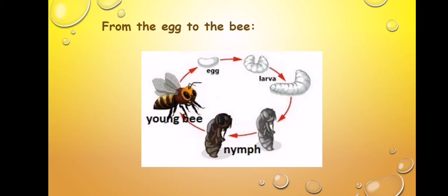From the egg to the bee: the life cycle. The egg gives a larva, the larva develops into a nymph, and the nymph becomes a young bee.